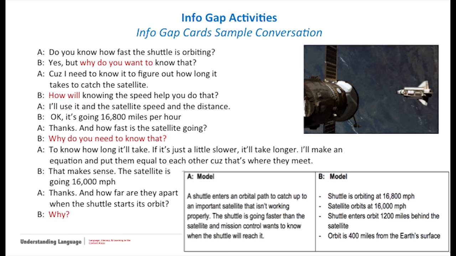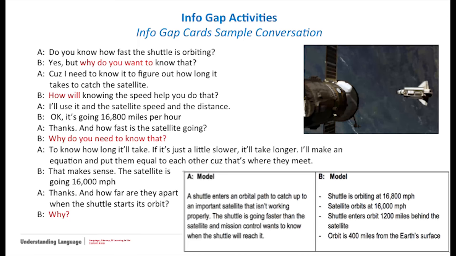All right, here's another conversation with the two cards. This is about the space shuttle chasing after a satellite and some of the speeds. Do you know how fast the shuttle is orbiting? Yes, but why do you want to know that? I don't know if they said it just like that, but hopefully they said it nicer. Because I need to know it to figure out how long it takes to catch the satellite. How will knowing the speed help you do that? What kind of question is that? I kind of color-coded it. It's a clarify question. Instead of just saying okay, this student B wanted even more information. Well, how will knowing the speed help you do that? I'm asking you to dig deeper into this.